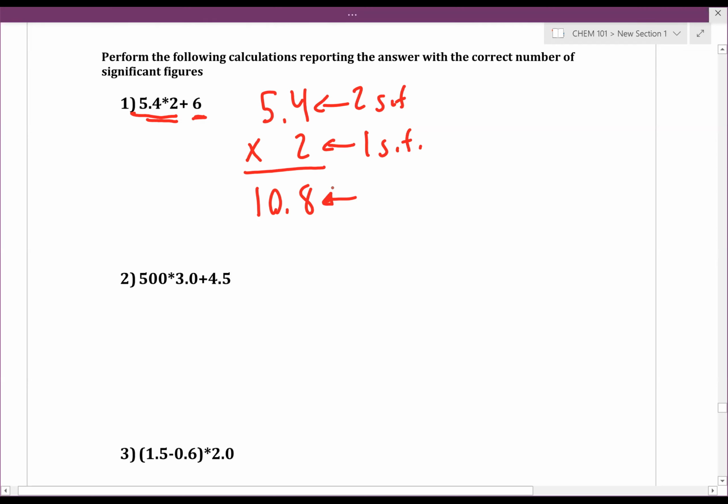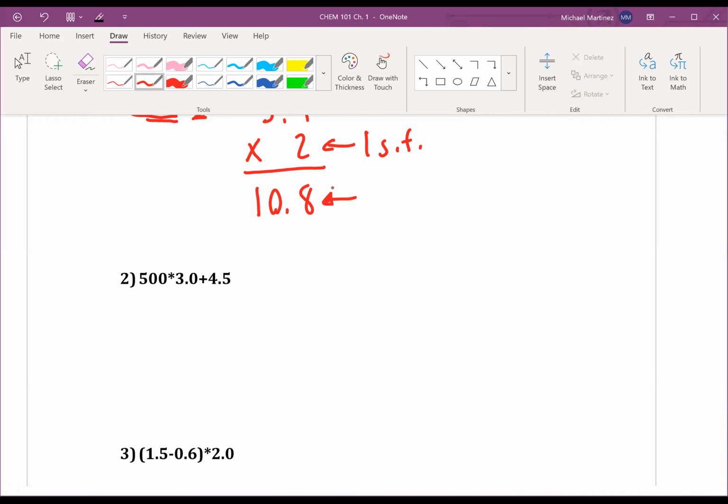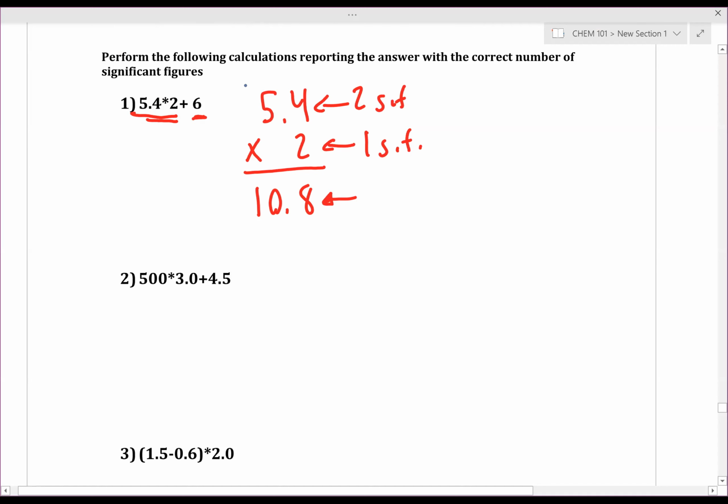So if we break out our bar notation, where do we put the bar? Over the 1. Now this is critically important for our second operation, since what we're going to do is take 10.8 and add 6 to it. When we follow addition and subtraction rules, we are concerned about decimal places or significant places in our number. And if we compare 10.8 and 6, what is the largest place that has a significant digit?